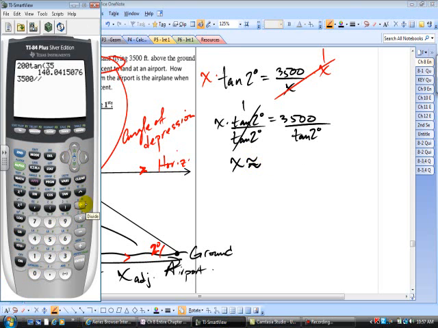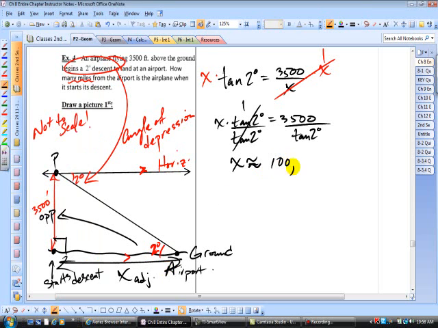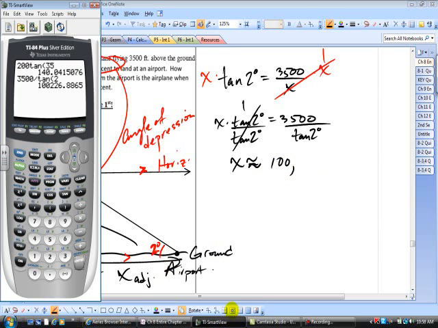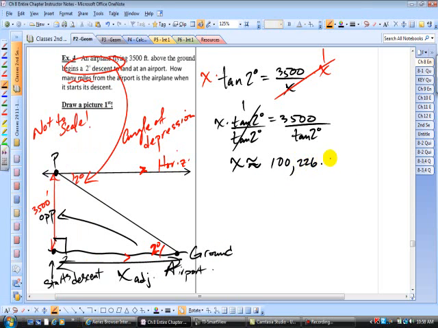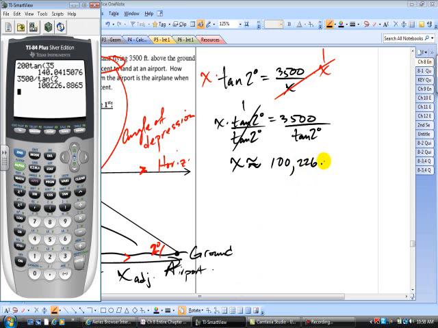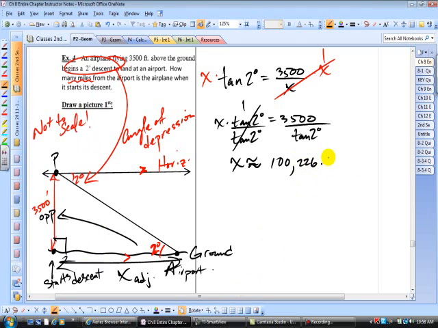We're still not done yet. Let me type in tangent of 2 degrees here. There we go. Who's coming up with 100,226.887 feet? I told you it's going to be a big number because the plane's far away. 100,226.887 feet.